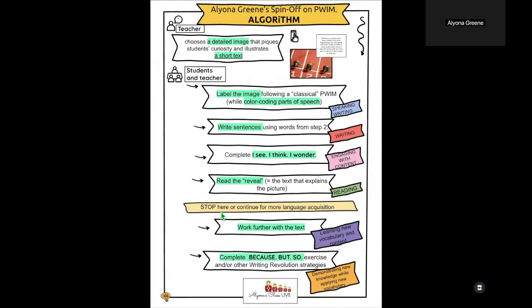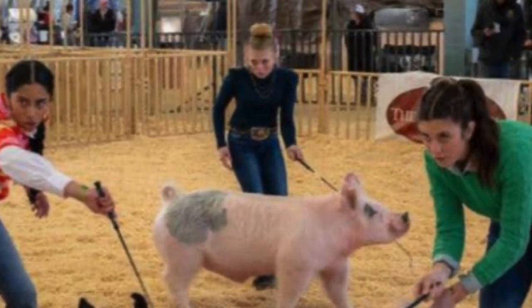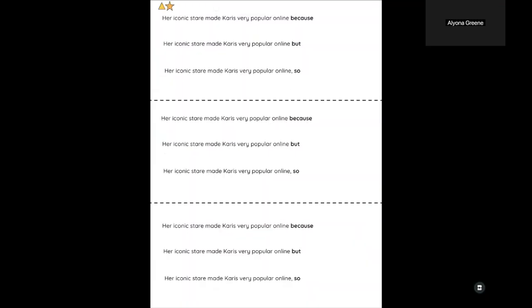Now in my algorithm, I say you can stop here because you have satisfied your students' curiosity. They read, they wrote, they spoke, and they learned something new, or you can continue working with the text for more language acquisition. But regardless of what I choose to do with the text, I love asking my students to complete because, but, so exercises or other Writing Revolution strategies. For example, here, following this picture and the article we read and answered questions about, I had my students write the following. Her iconic stare made Carrie very popular online because, but, so, so they do have to use the information from the text.